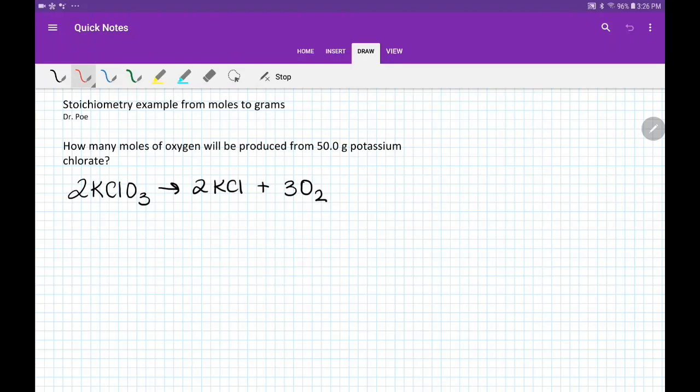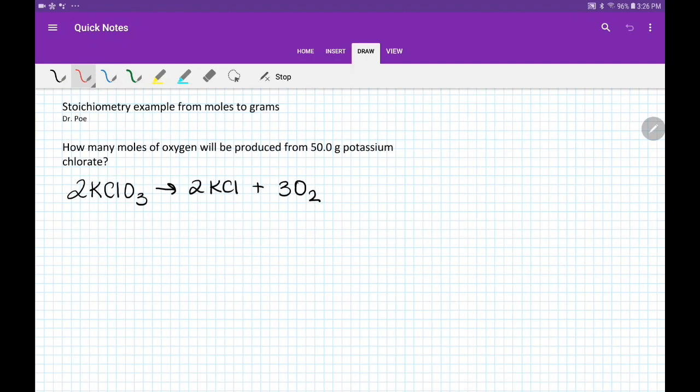So I just wanted to go over another example of stoichiometry. Instead of going grams to grams, which we've already done, how about a problem that involves moles to grams? An example of this type of problem would be: how many moles of oxygen would be produced from 50 grams of potassium chlorate? So we've got a moles problem, we've got grams to start with, so let's talk about this.